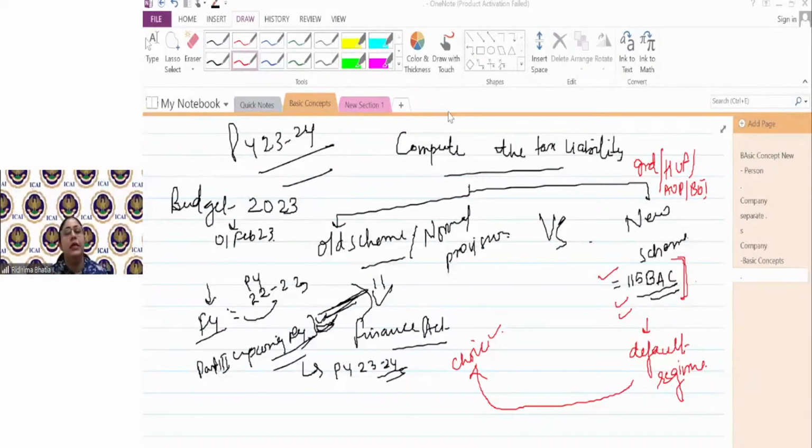Gross total income is a total of incomes from different heads. It is not the taxable income. The taxable income would be the income which is coming after the deductions.